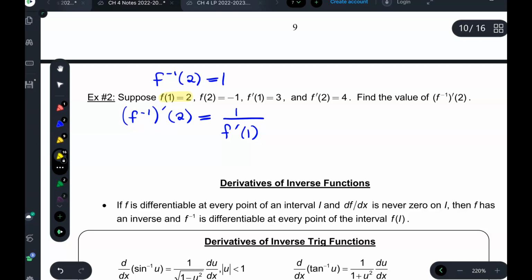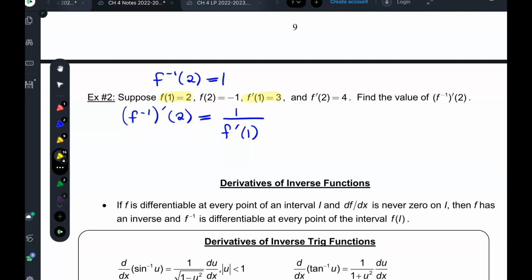We have to find the inverse before we find the derivative. We have to find the values of the inverse before we do the derivative. Because I have two different derivatives here, I need to make sure I pick the correct one.